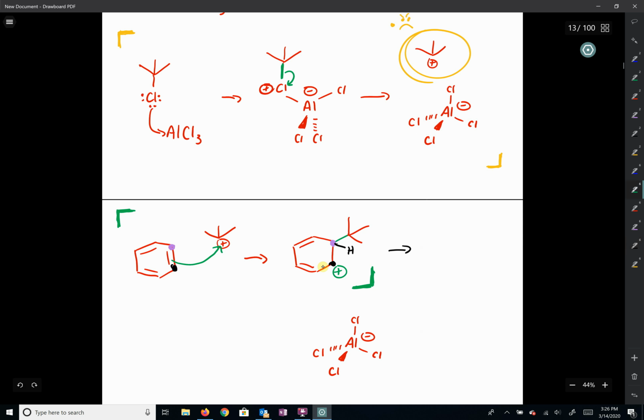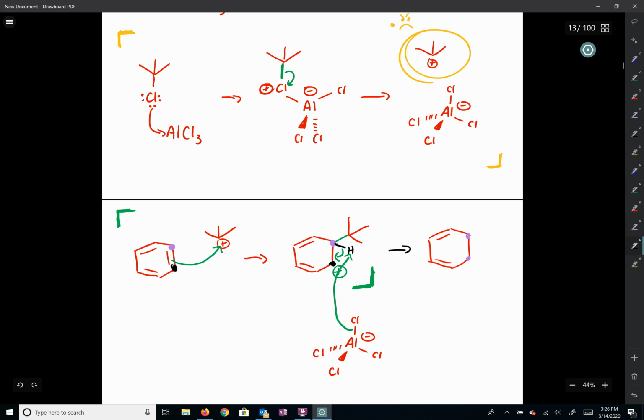That means we have to reform the stuff that started out this reaction. So I'm bringing in my aluminum chloride. The aluminum chlorine bond breaks, right? Grabs that hydrogen, and that forms our aromatic ring again. Okay? So you can pause here and see if you can get to the answer before I can.